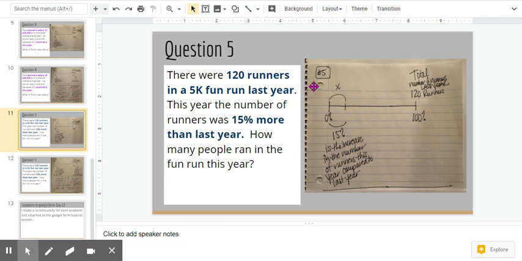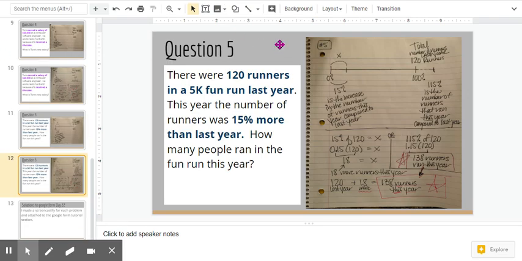Above the 15%, I have an X. That's going to represent the number of runners that 15% would be. The question, how many people ran in the fun run this year, means I'm looking for the new total. So that 15% will be that many more than last year.